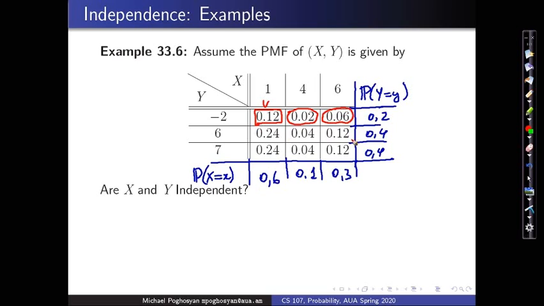So you can check every element in this joint PMF that it is obtained by multiplying corresponding probabilities. Say 0.04 is obtained by multiplying 0.1 and 0.4. So we have obtained 0.04. Okay, so in this case, x and y are independent. So how to check independence again? First calculate marginals, then check if every element is the product of corresponding row and column marginal probabilities.